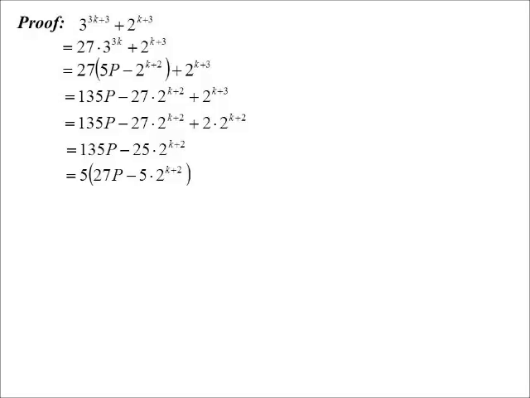Okay, let's expand out. Still not immediately obvious. I mean, obviously there's a factor of 5 in 135. Hang on. We've got a common factor here. We've got 2 to the power of k plus 2, 2 to the power of k plus 3 has a common factor of 2 to the power of k plus 2. So if I rewrite the 2 to the power of k plus 3, I've got minus 27 lots of 2 to the power of k plus 2, plus 2 lots, well, minus 27 plus 2. So I've got minus 25 lots, and 25 is divisible by 5. So I can factorise that one. And there we go, 27p minus 5 times 2 to the k plus 2.